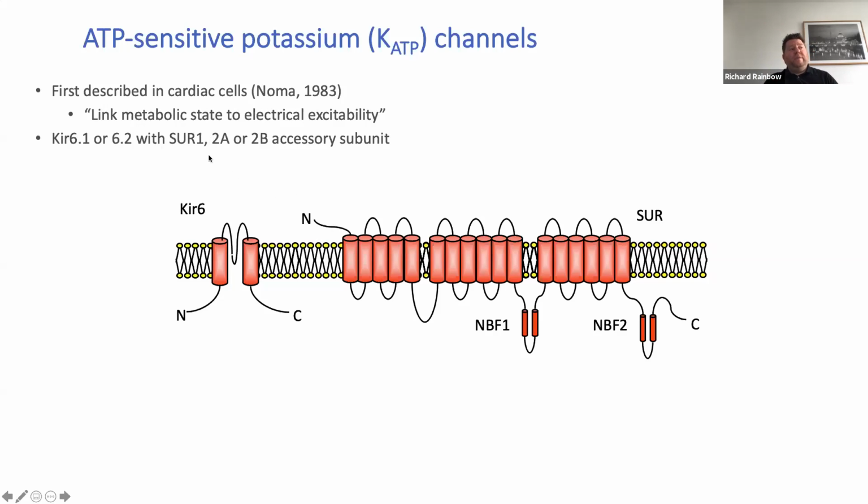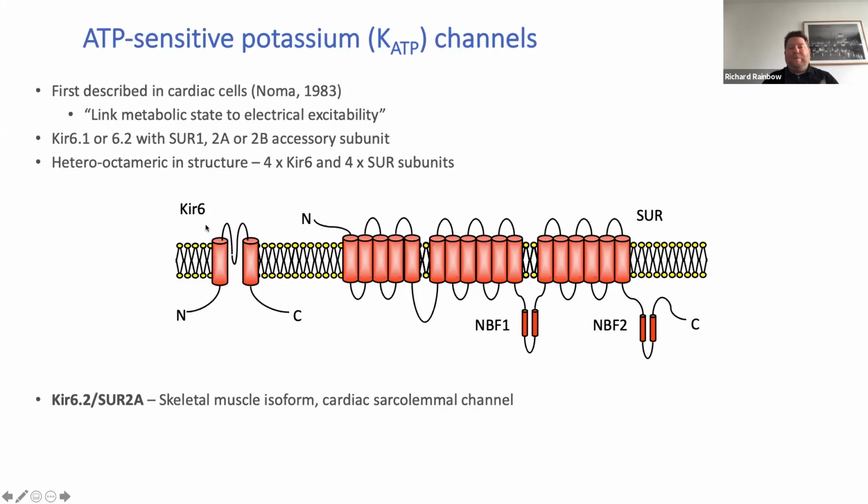SUR2 has two splice variants, 2A and 2B. So it's a heterooctamer in its structure. You have 4 of these pore-forming subunits come together and 4 of these SUR subunits come together. At the moment, in tissues, we don't think that 6.1 and 6.2 come together to form heteromultimers. We think it's always homotetramers that they form. And that'll become important a little bit later on.